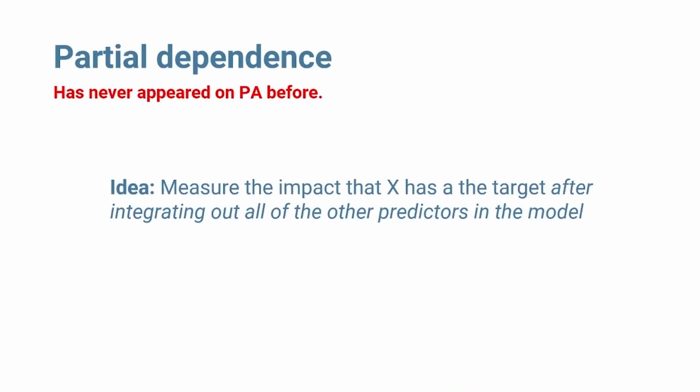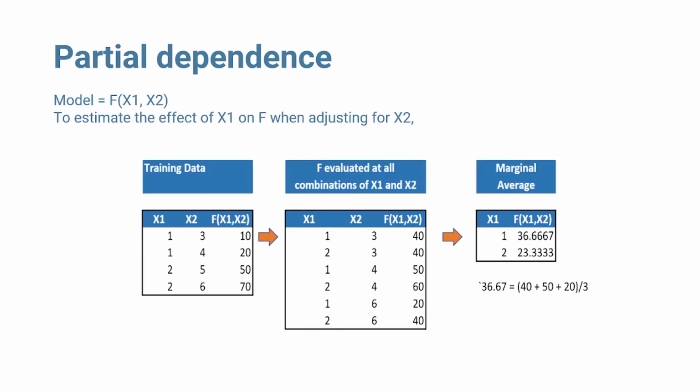Partial dependence is a tool that lets you measure the impact that X has on the target after integrating out the effect of all other predictors in the model. This has never yet appeared on PA, but it works quite simply. You first consider the model.